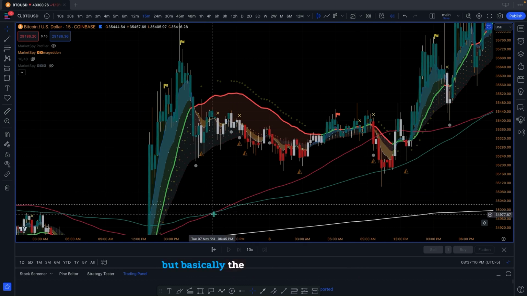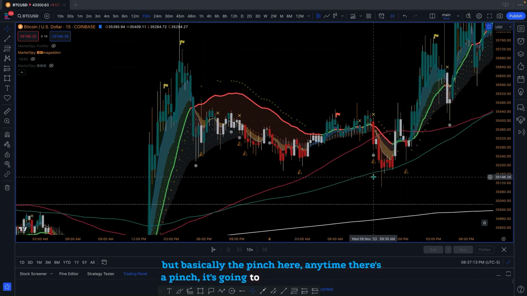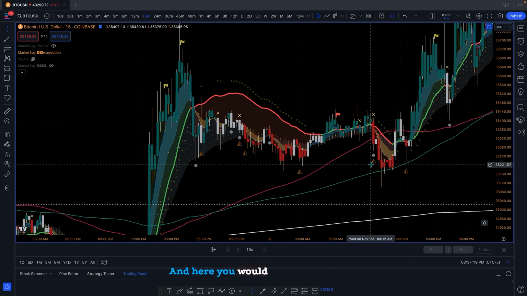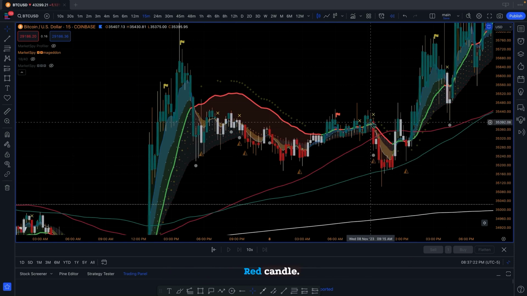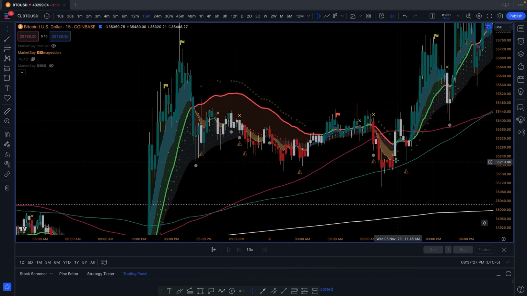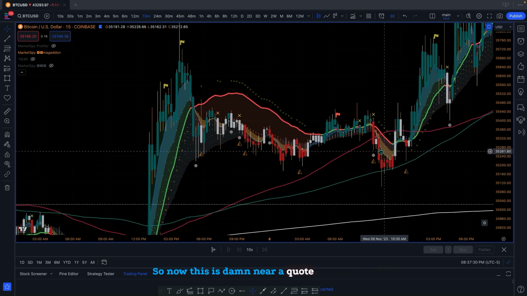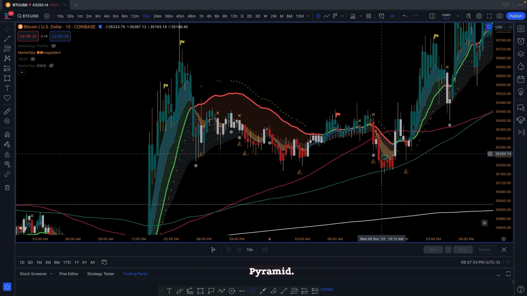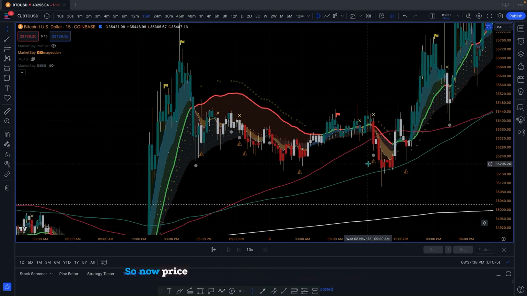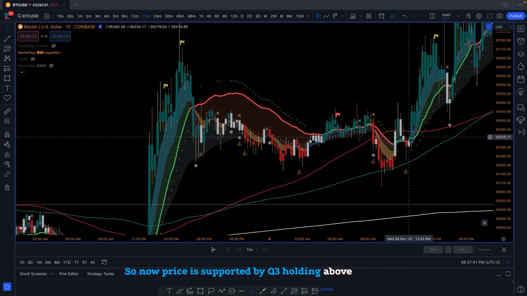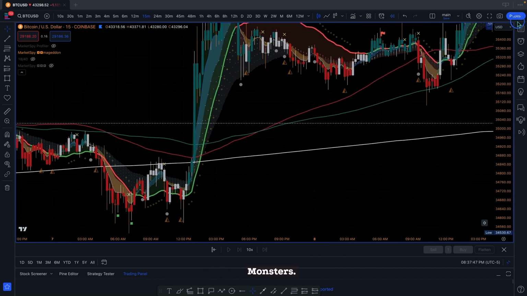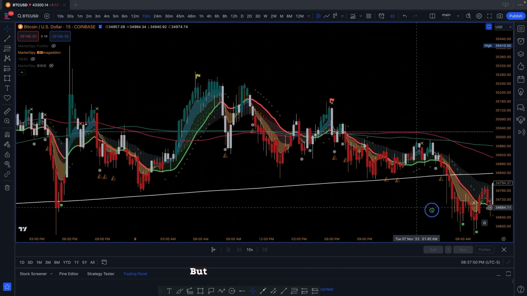But basically, the pinch here, anytime there's a pinch, it's going to pull price in to stabilize. And so we see that, right? And here you would think big bear, right? Red candle, under baseline 1, into EQ3, time for continuation. Nope. So now this is damn near a quote-unquote failed pyramid, but then we higher low and hold baseline 1. So now price is supported by EQ3, holding above baseline 1. This is A tier. And look what she gave you. Monsters.